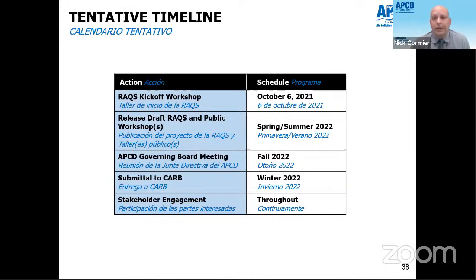I should note that while we indicated in our workshop notice that we'd like to get our initial comments from this workshop by October 20th, please note that we'll certainly accept comments and take your feedback throughout the document development process. Please do contact us at any point if you have ideas or suggestions that can improve the document or further reduce ozone air pollution.